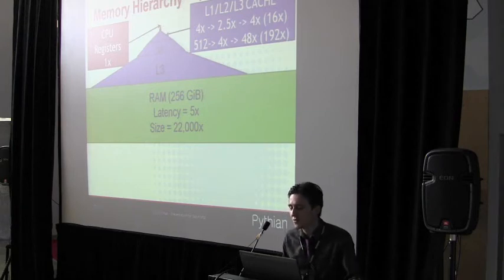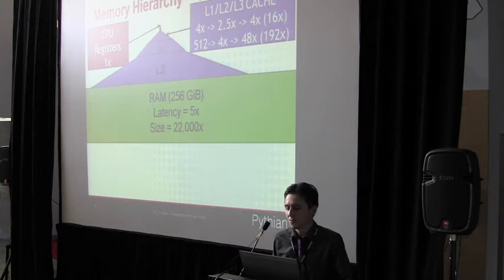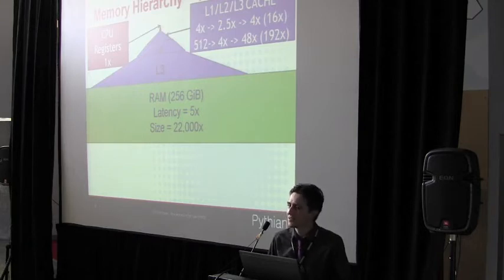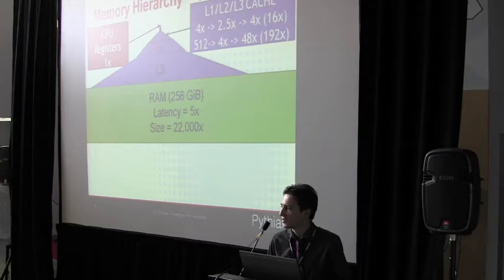It gets interesting when you reach RAM, because when you go into RAM, the size difference from the previous layer, which is typically level 3 cache, is 22,000 times. Yet the penalty for latency is only 5x. So RAM is the first dramatic step that increases the amount of memory you have without drastically increasing your cost to access this memory.